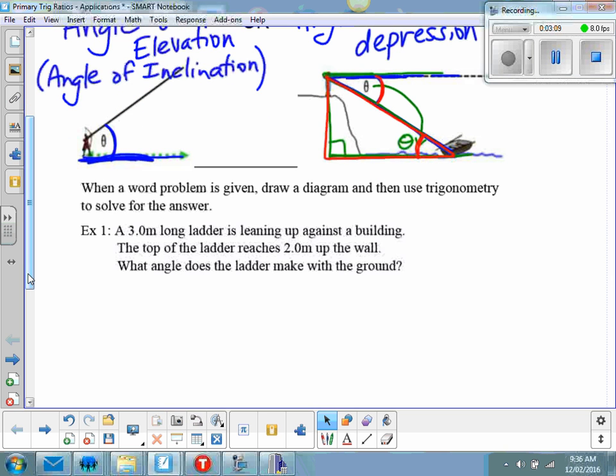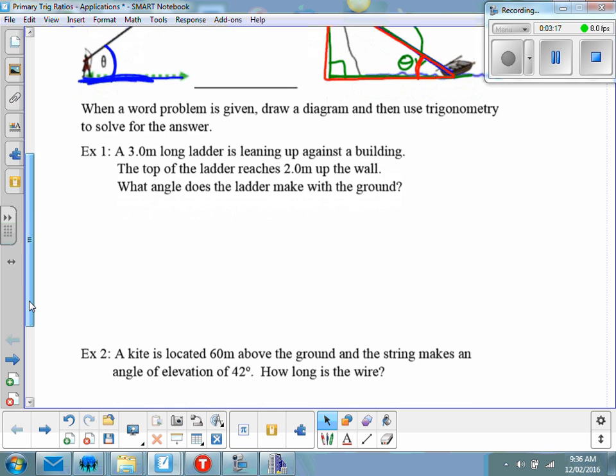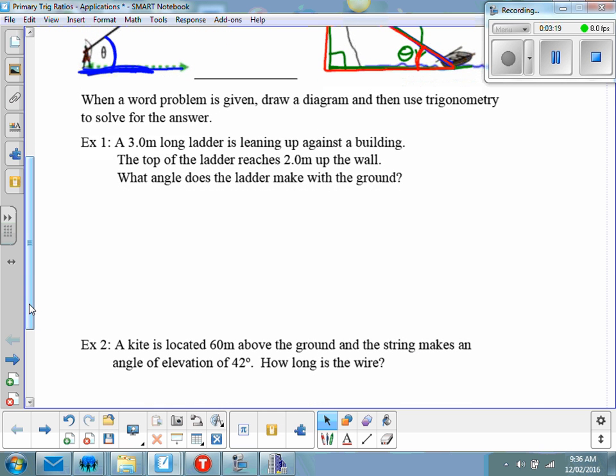And this is kind of obvious, but should be stated. When a word problem is given, you want to draw a diagram, and in these cases, we're going to use trigonometry to solve for the answer. And again, I don't care how pretty your diagrams are. You just want to get everything labeled properly. That's the biggest issue. So a 3-meter long ladder is leaning up against a building. The top of the ladder reaches 2 meters up the wall. What angle does the ladder make with the ground?